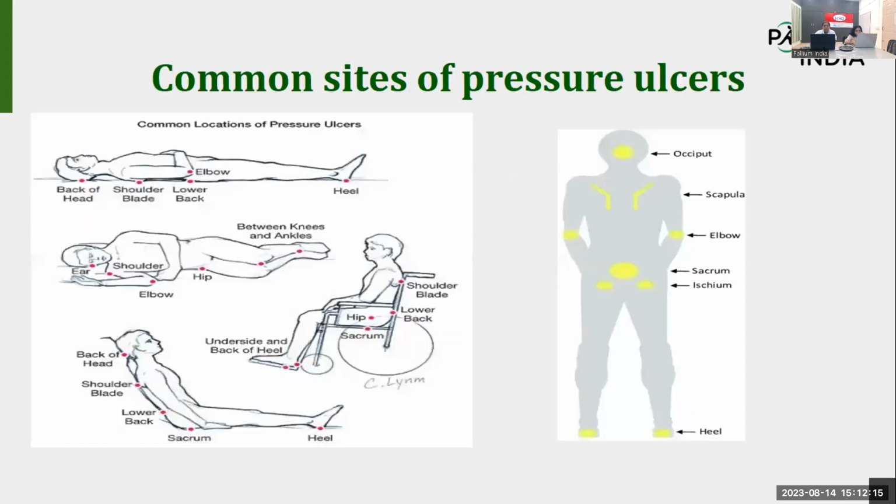pressure ulcer. Then what are the common sites of pressure ulcer? As given in the image, the first image shows the patient in the supine position. So the back of the head is a bony area that will lead to pressure ulcer. Back, shoulder blade, lower back, elbow, heel. Then in the side-lying position, either left or right: ear, shoulder, elbow, hip, between the knees and ankle. So to prevent pressure between the knee and ankle, can you please respond what management in your setting you are following in order to prevent rubbing of both knees together?